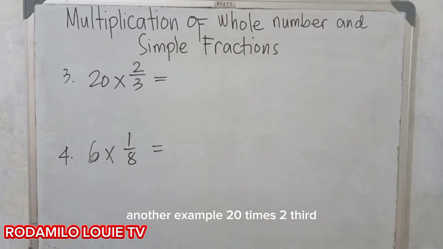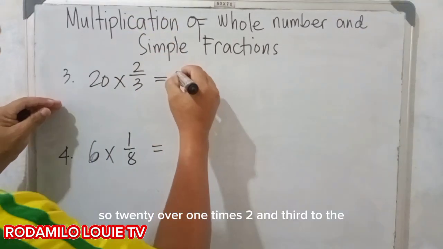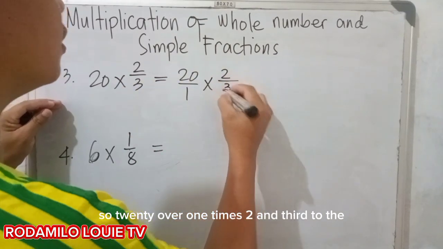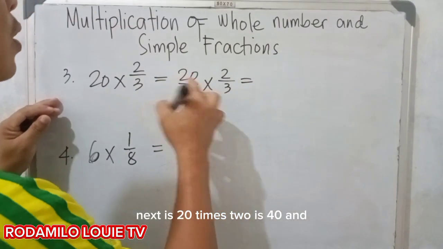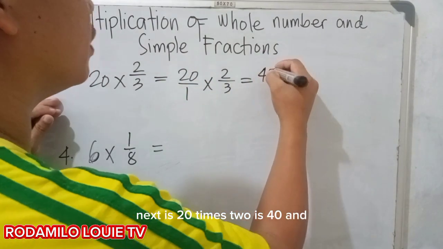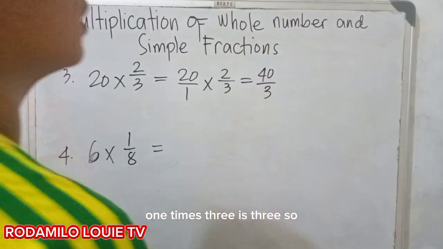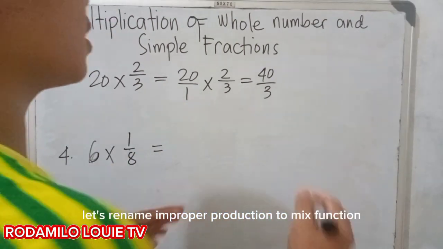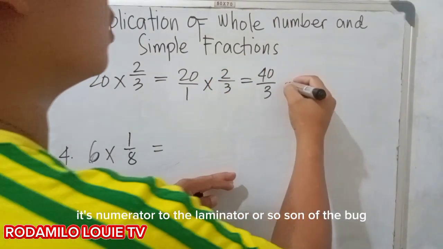Another example, 20 times 2/3. So, same magyapon, atong i-express ang whole number into fraction. So, 20 over 1 times 2 over 3. So, pwede natin mag-multiply. Next is 20 times 2 is 40, and 1 times 3 is 3. So, kita na ito nga improper fraction ang atong tubag. So, let's rename improper fraction into mixed fraction by dividing its numerator to denominator.